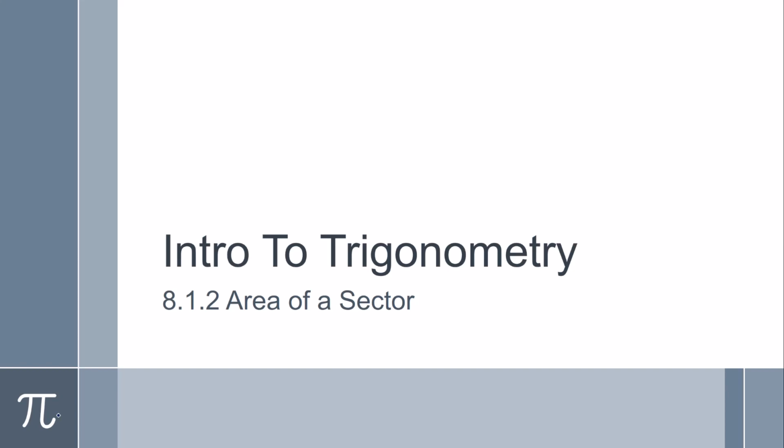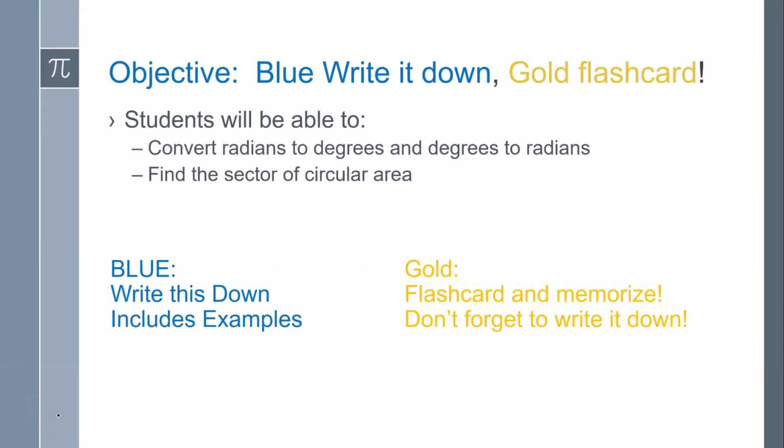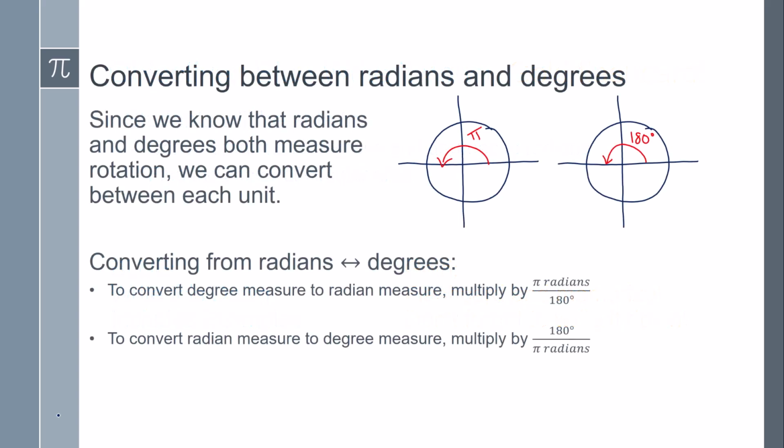This is section 812. We're going to calculate the area of a sector. So the two things today, we're going to convert radians to degrees and degrees to radians, and find the area of a circular sector. So the first thing we're going to talk about is converting between radians and degrees. Since we know that radians and degrees both measure rotation, we can actually convert between them.